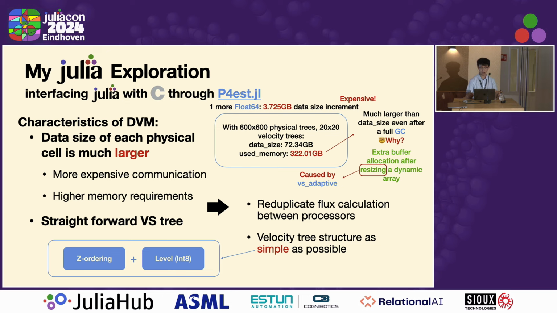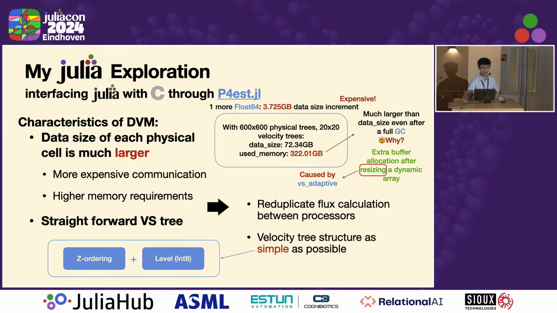This streamlined implementation benefits from the second characteristic of DVM. The functionalities used in the velocity space are very basic. They only need to establish correspondences with neighboring physical grid velocity spaces and locate their siblings to facilitate grid coarsening. The velocity space tree grid I designed ultimately only requires an 8-bit level information combined with Z-ordering to achieve the above functionalities efficiently. This is also aided by Julia's efficient optimization for loops.